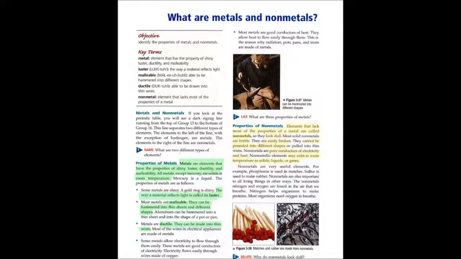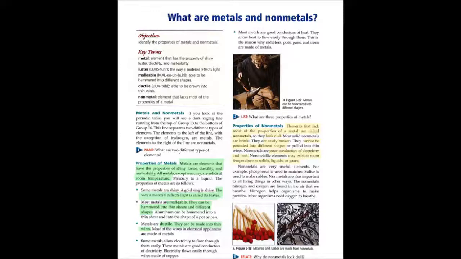Properties of metals. Metals are elements that have the properties of shiny luster, ductility, and malleability. All metals, except mercury, are solids at room temperature. Mercury is a liquid. The properties of metals are as follows. Some metals are shiny. A gold ring is shiny. The way a material reflects light is called its luster. Most metals are malleable. They can be hammered into thin sheets in different shapes. Aluminum can be hammered into a thin sheet or into the shape of a pot or pan.